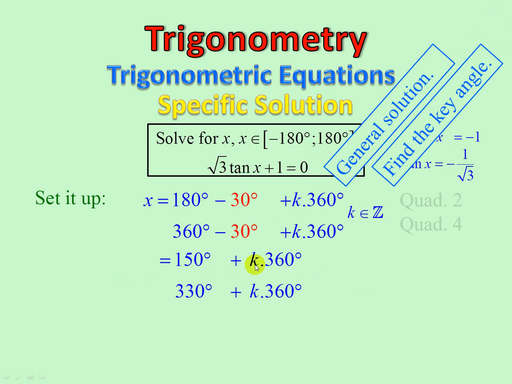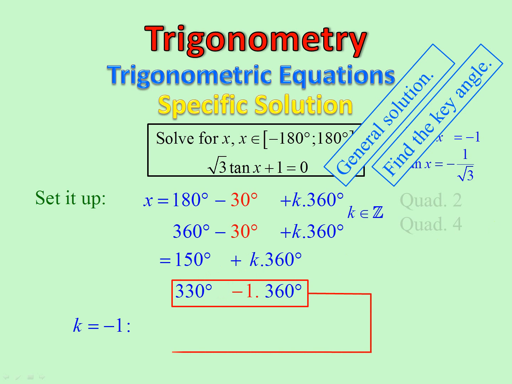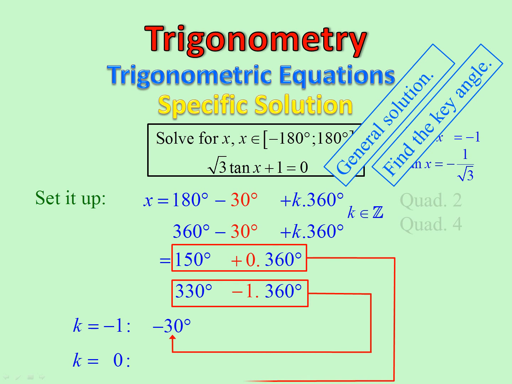That's inside there, so this could be naught. That's not inside there, it's too far, so we're going to have to subtract 360. So k equals minus 1. There we are, minus 30. Now k equals naught, 150. And there we are, there are two answers in the specific solution.